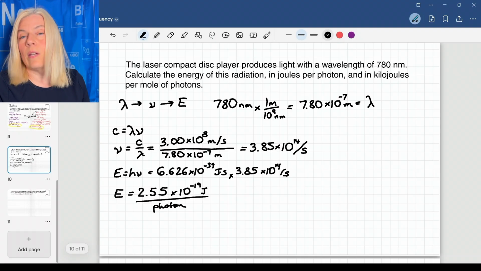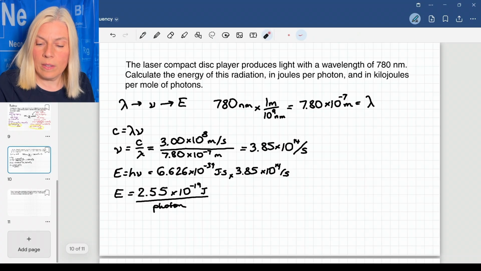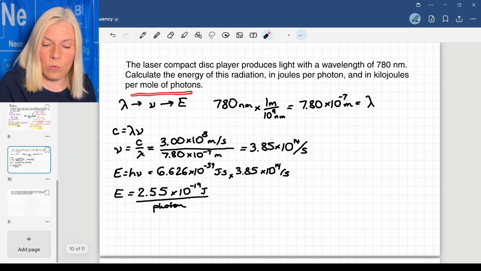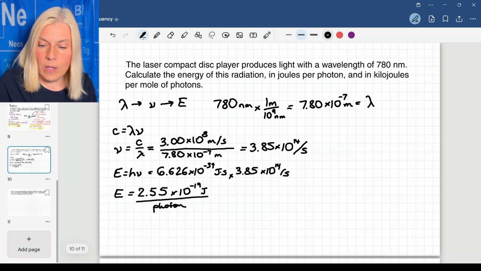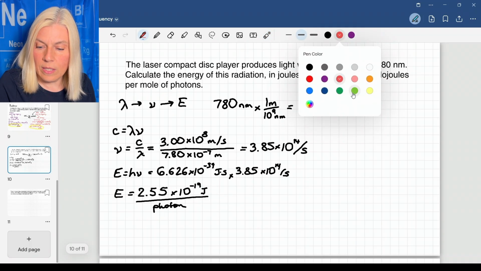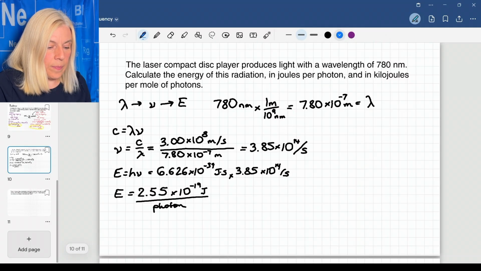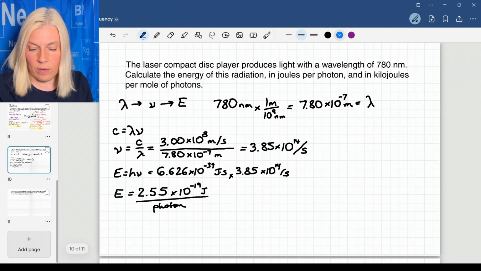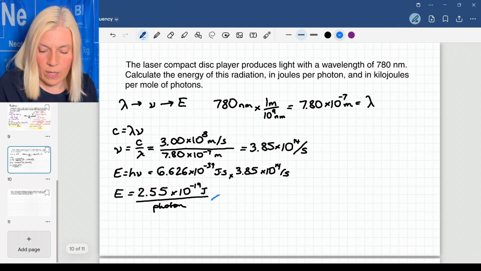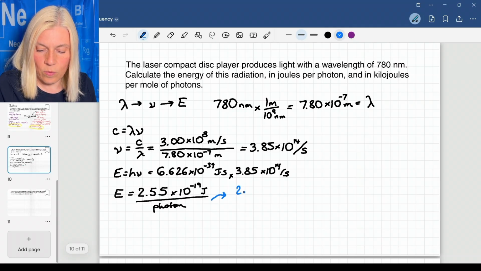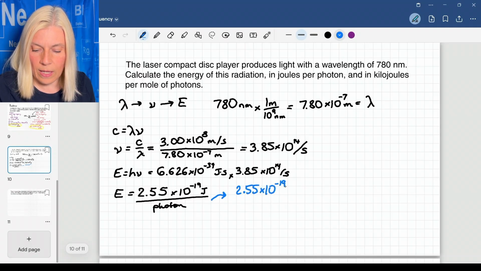Now, here we go. So we did the first part. We want joules per photon. Here it is, joules per photon. Now we're going to go to kilojoules per mole of photons. So let me change color. Let's go with green to keep going, or maybe with blue. Okay, if this is joules per photon, I'm going to rewrite this. I have 2.55 times 10 to the negative 19 joules per photon.